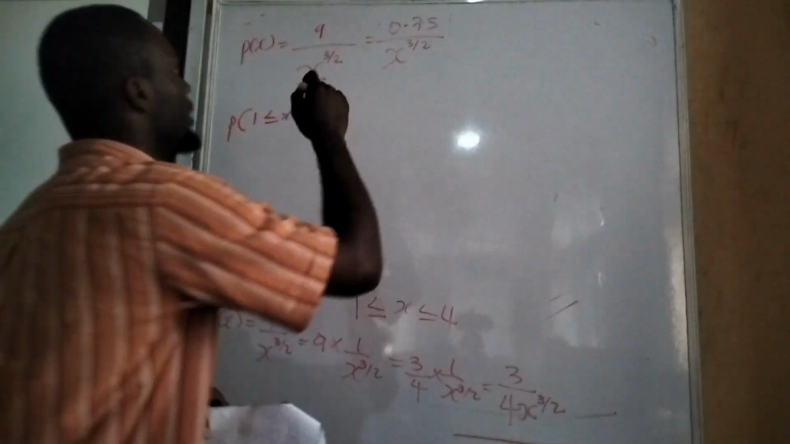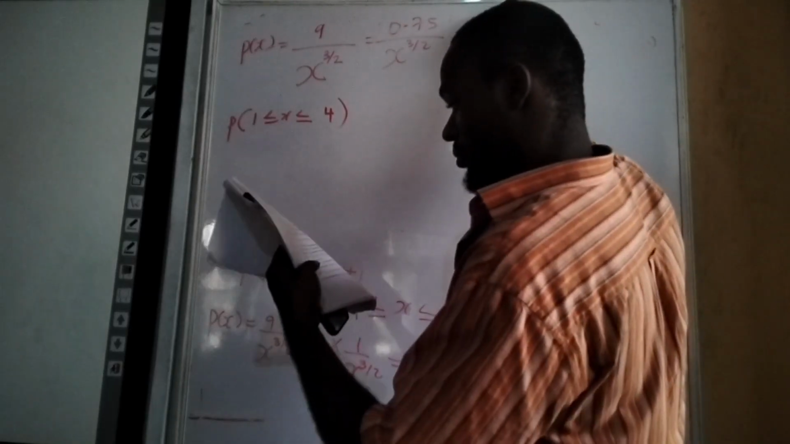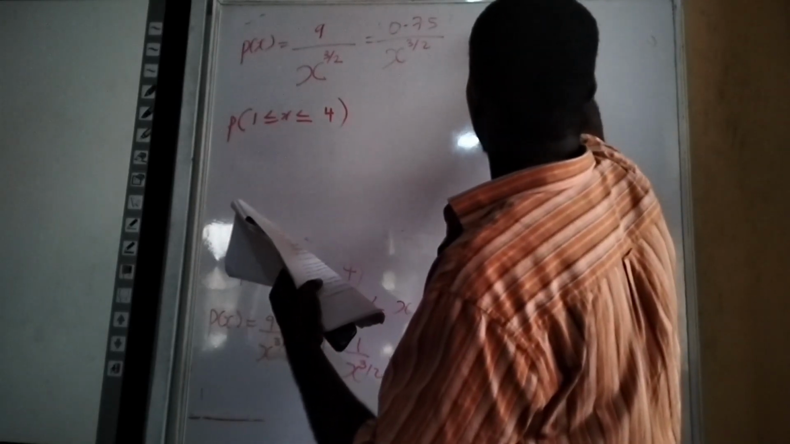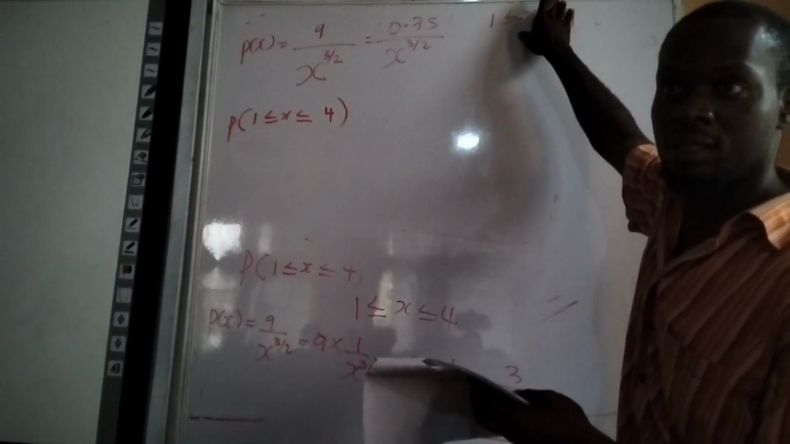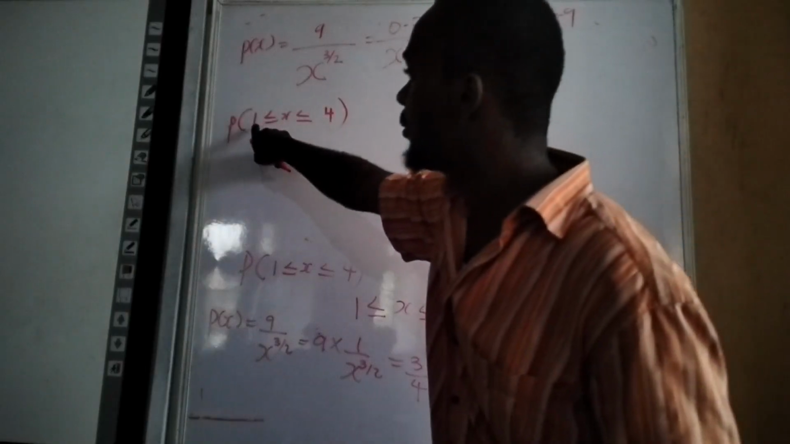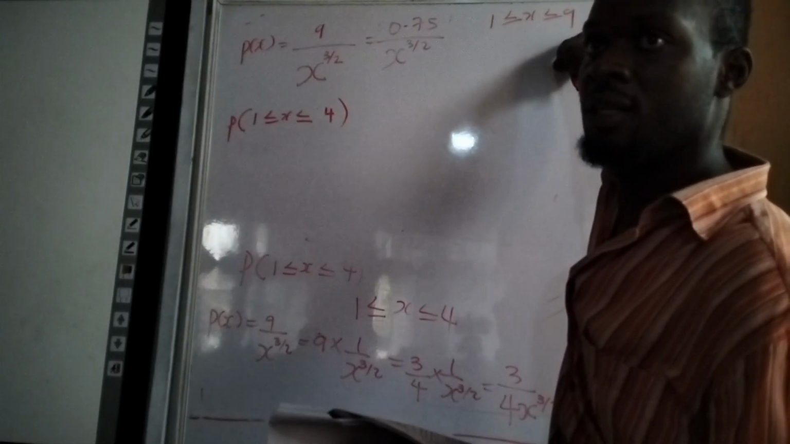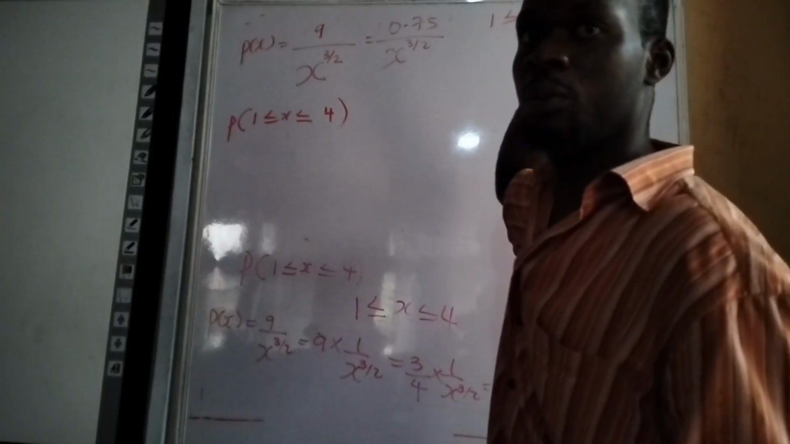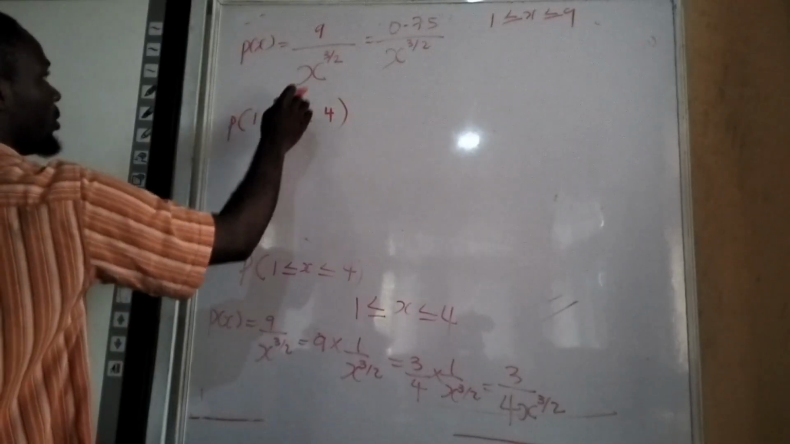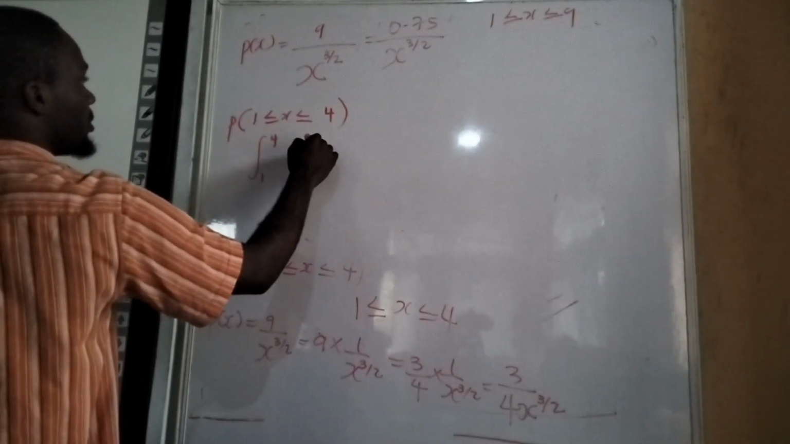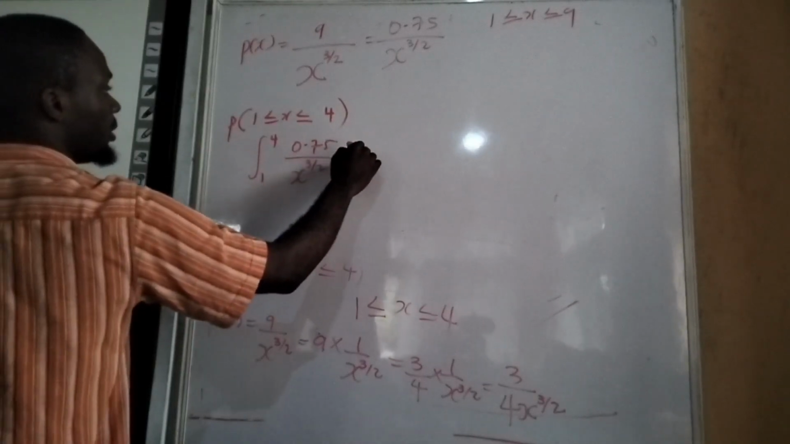Remember that the function is within 1. And remember, this is what the function is. We're not asked to find for this. Can we find 1 to 4 here? Yes. So you integrate straight up. Now integrate from 1 to 4 of 0.75 over x^(3/2).